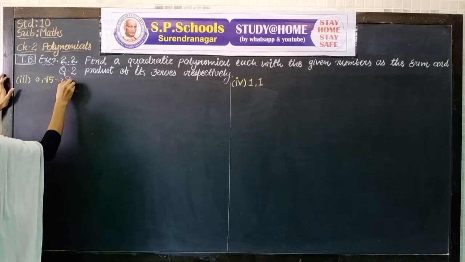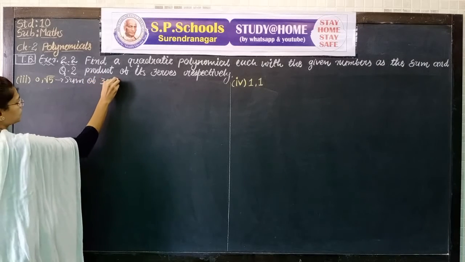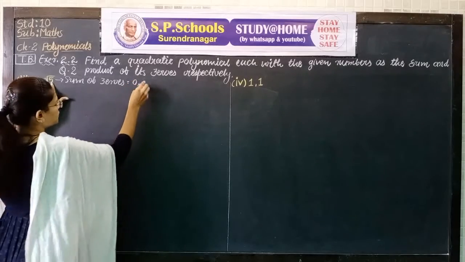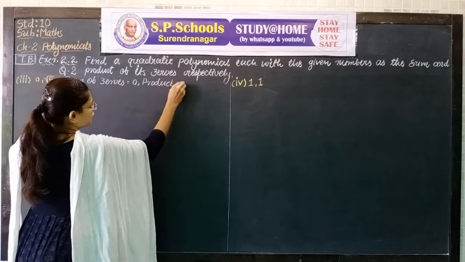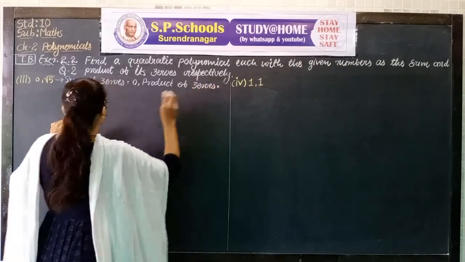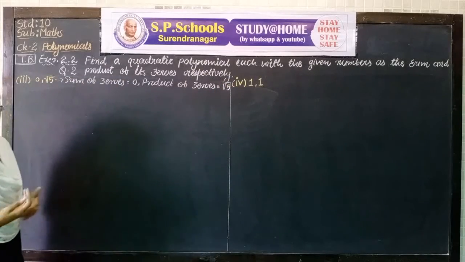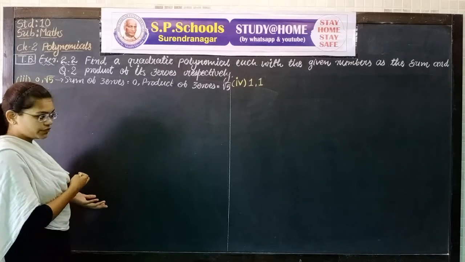First number, sum of zeros, is equal to 0. And the second number, the product of zeros, is equal to root 5. All the questions are the same as the first two.